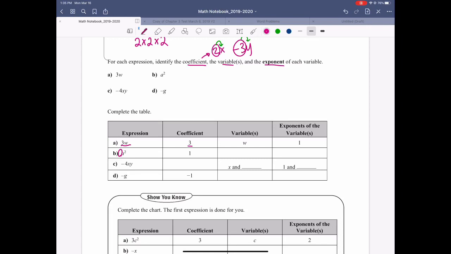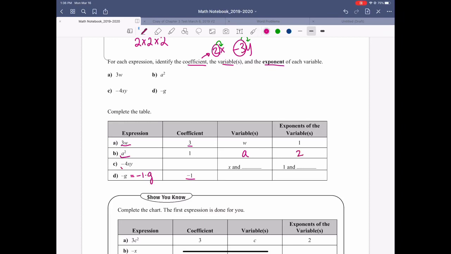So how about if it's a negative? In this case, it's a negative g. That means it's the same thing as negative 1 times g. So the coefficient is negative 1, okay? Hopefully you realize that. If there's nothing in front, that's 1. If there's only a negative sign in front, that's negative 1. All right? Okay, so what's the variable of this one here? It will be our a. It's not a squared, okay? It's just a, because in a squared, the 2 is an exponent.